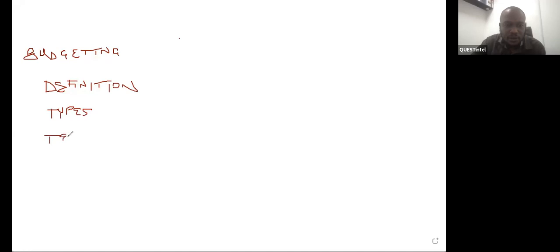Okay, so today we're going to look at budgeting. The major aspects of budgeting we'll be discussing will be with respect to the definition, then types, techniques, and then in the final part, the uses. So we can put the uses here. And then we'll do the quantitative aspects.